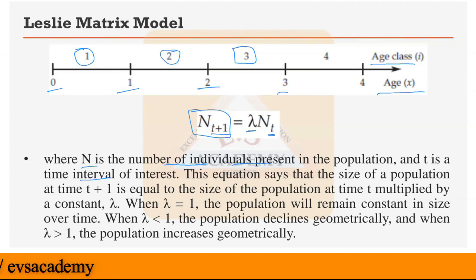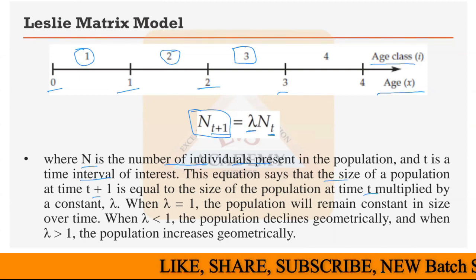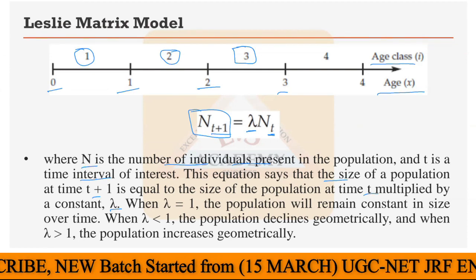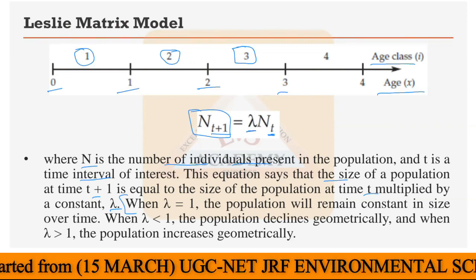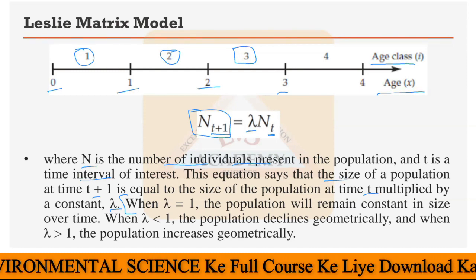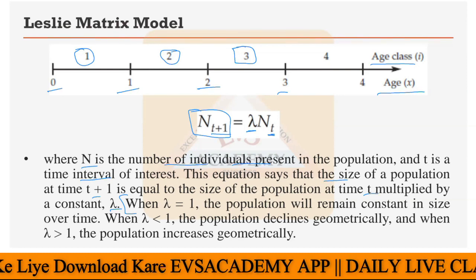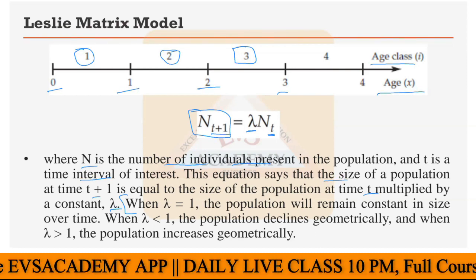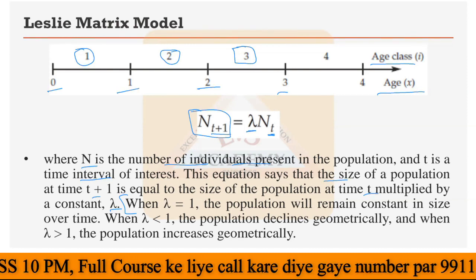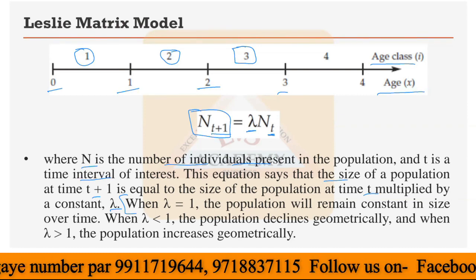This equation says that the size of the population at time t+1 is equal to the size of the population at time t multiplied by a constant lambda. When the lambda value is 1, it means the number of individuals present at time t is equal to the number of individuals present at time t+1. So if lambda equals 1, the population will remain constant in size over time. There would be no growth, as well as no exploitation of these individuals. The number would always remain constant, because N(t+1) equals N(t).